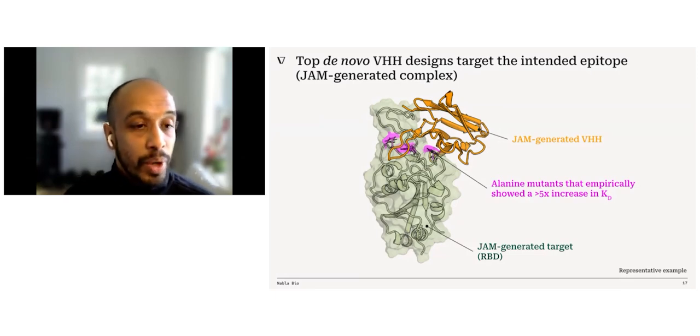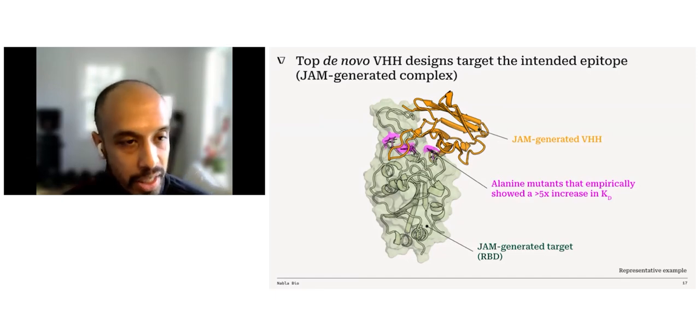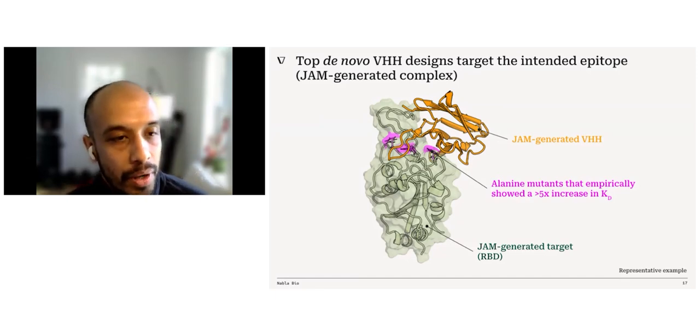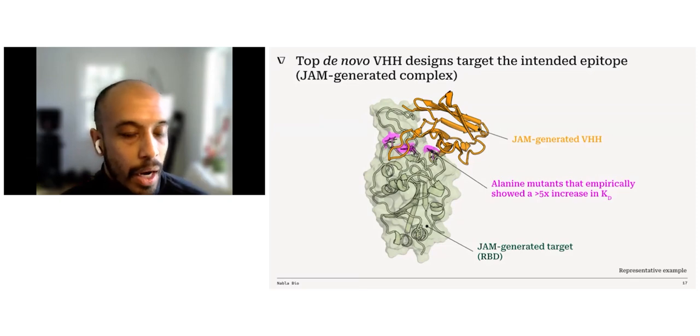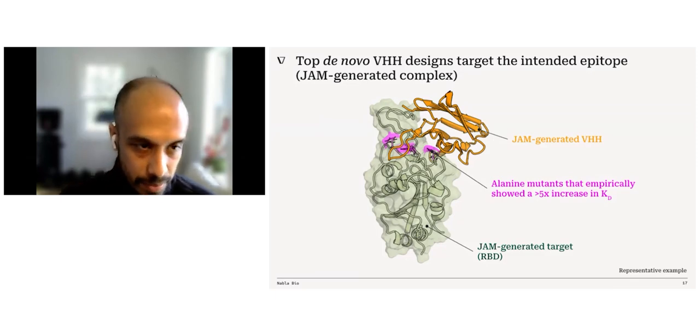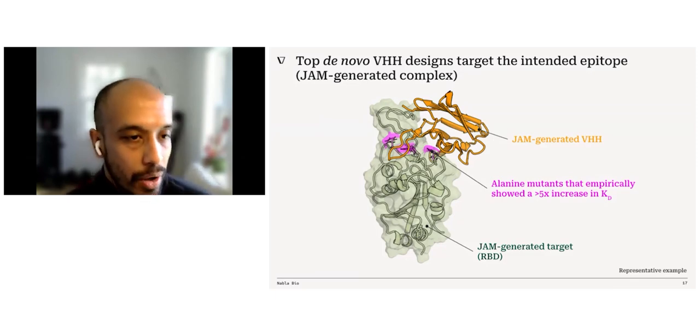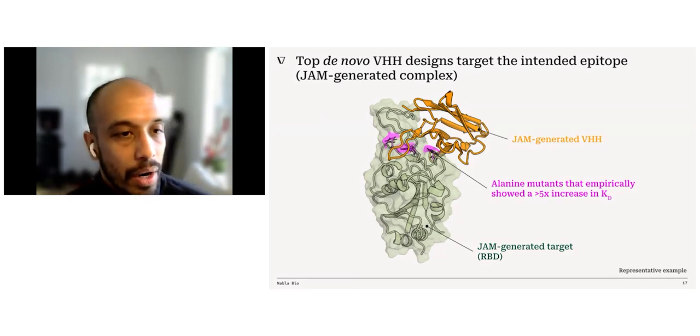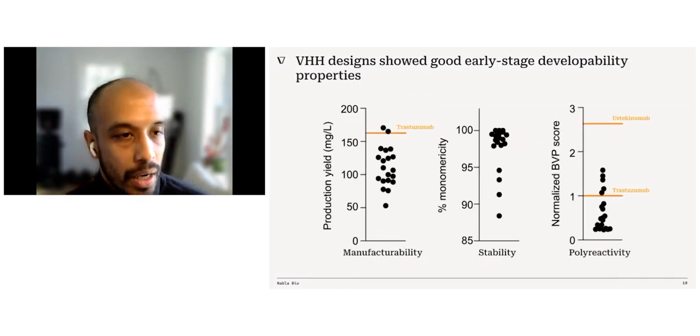and among those, look at which alanine mutants confer a loss of affinity to our de novo design, we found that there were 3 different alanine mutants that showed a greater than 5x increase in KD, meaning the binding affinity got worse. And all 3 of those alanine mutants co-located to where our de novo VHH design was binding.